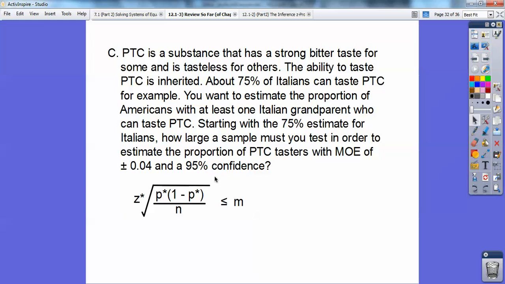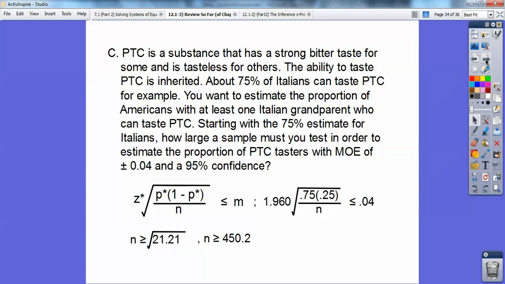Okay, so here's the 75%. It goes right here, so 25% is going to go right there. 95% is going to be your z star, 1.960 from table C, and your 0.04 is going to go right there, and you're going to solve for n. Okay, we want to know the sample size, so here we go. We get n is greater than or equal to 450, so you get 451 Italians. Okay, and there's the homework right there.